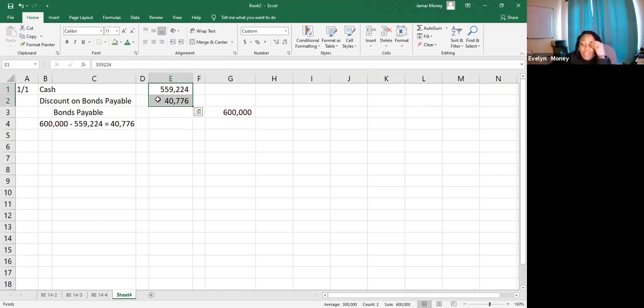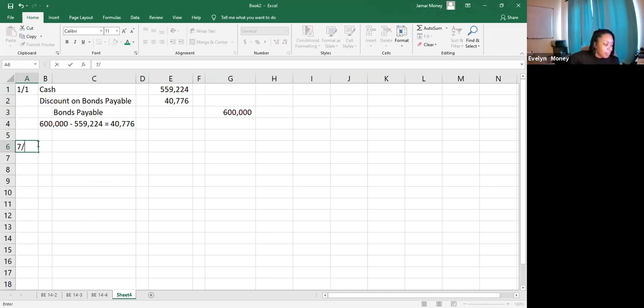Let me make sure I did my pre-calculation numbers correctly. All right, 600,000. Okay. So that takes care of the first entry for the issuance of the bonds. Now let's deal with the first interest payment date. On the first interest payment date, skip a couple of lines.